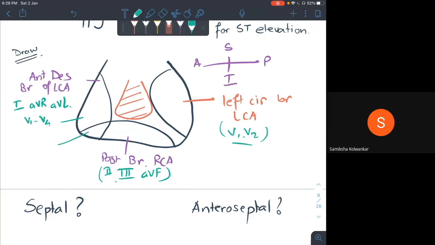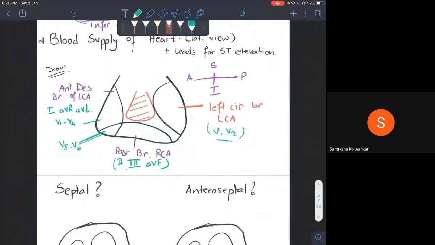And if you see the intersection between the anterior wall and the inferior wall, this is supplied by V5 and V6. Okay. Does anybody have any questions here? Because if you understand this, you literally understand any ECG. You don't need to remember mnemonics and stuff like that.